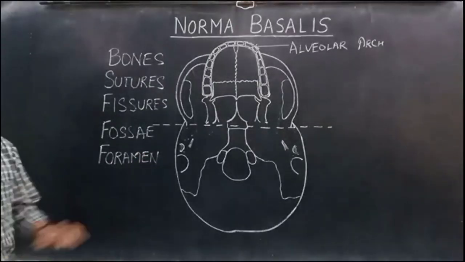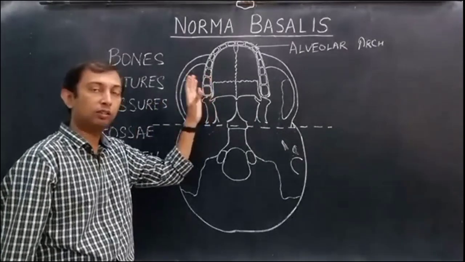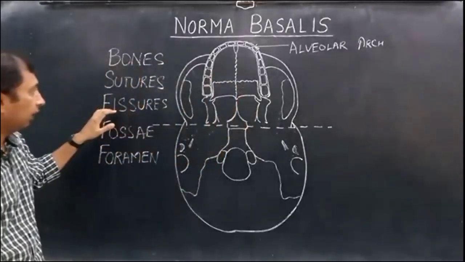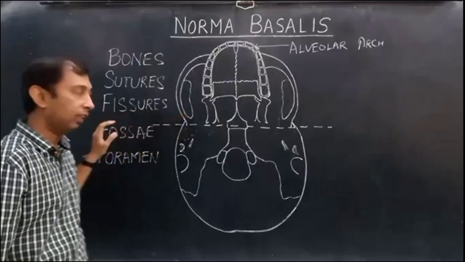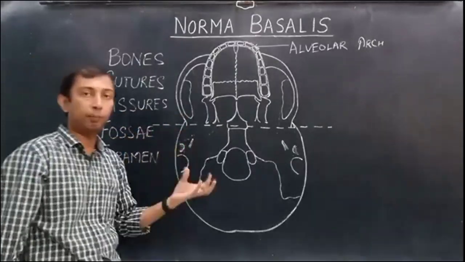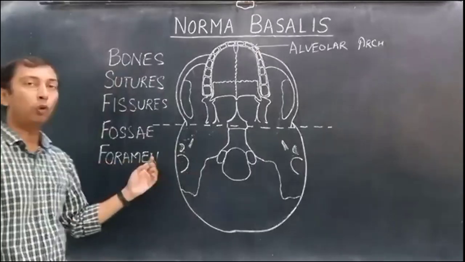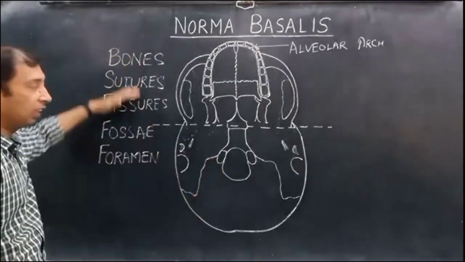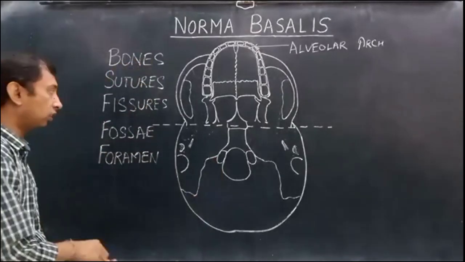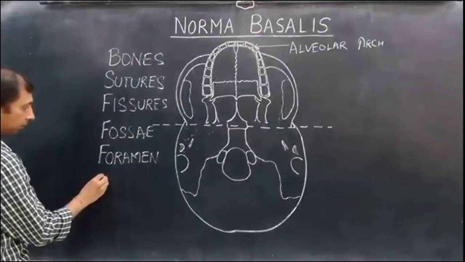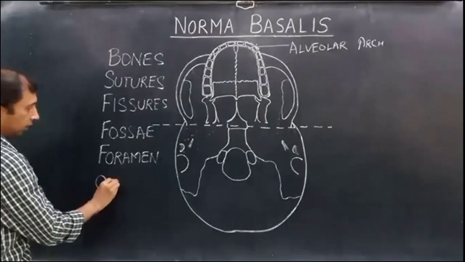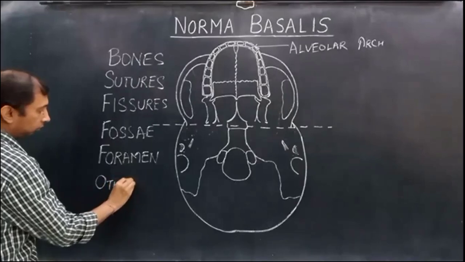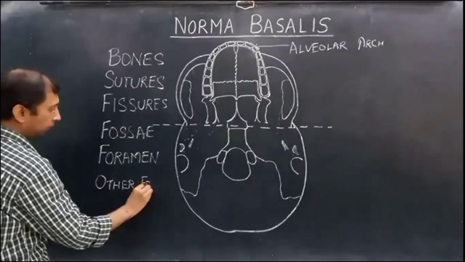Right? So basically we have to identify the bony structures, then the sutures between those bones, then any fissures, any fossa, which is a depression, and any foramen, which is an opening. So we will identify these basic structures, and there can be some other special features.